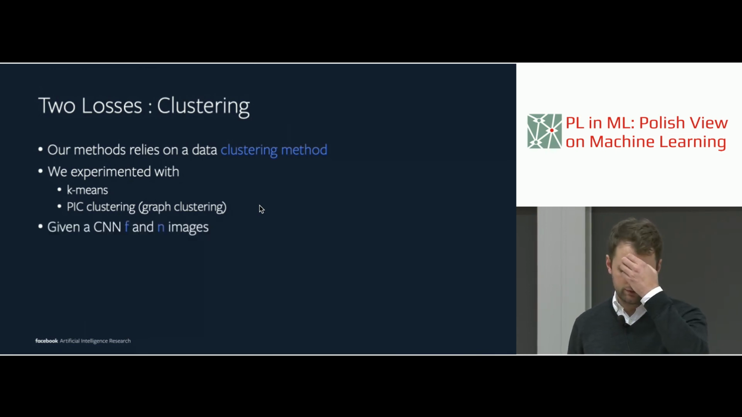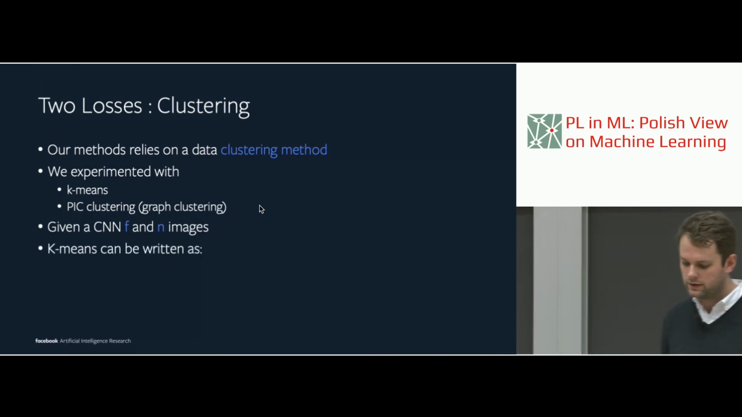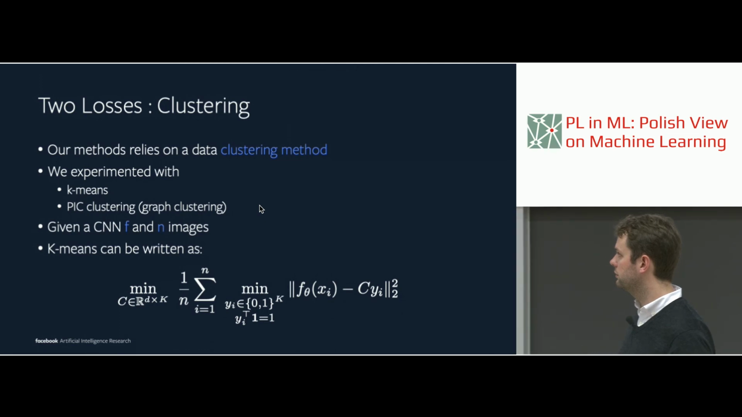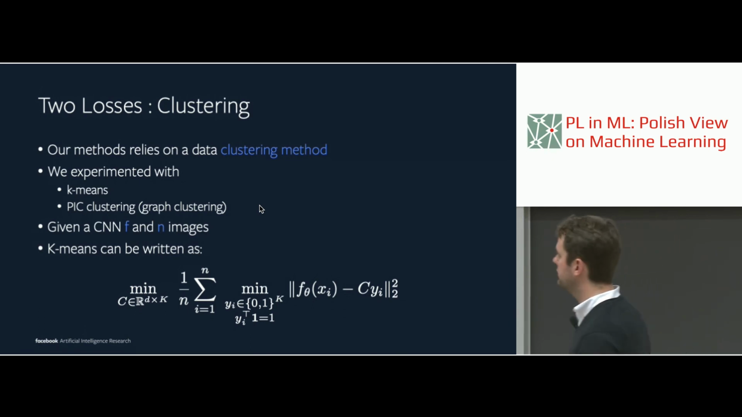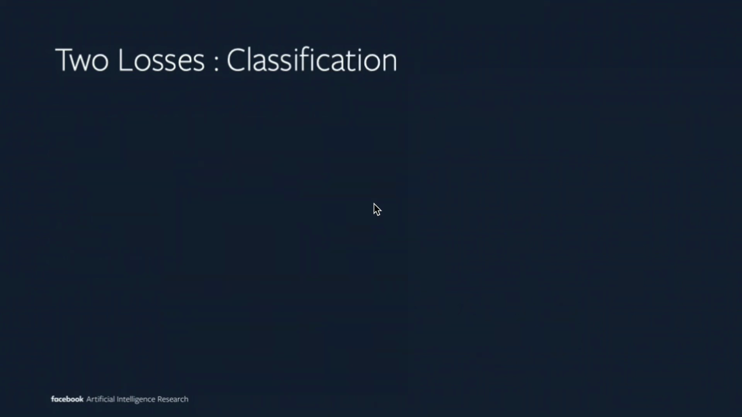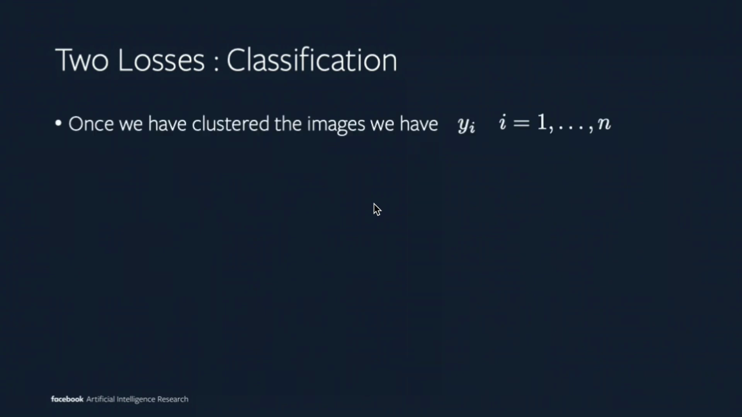If we have a CNN, F, and N images, the objective function of k-means can be written as follows. It's the minimization with respect to the centroids of the average of the minimum, with respect to assignments of images to clusters, of this discrepancy. This variable is basically choosing one of the columns of C, which is the chosen centroid. And this is the L2 discrepancy between the two. So there was this loss function for clustering, and we had another loss function for classification.